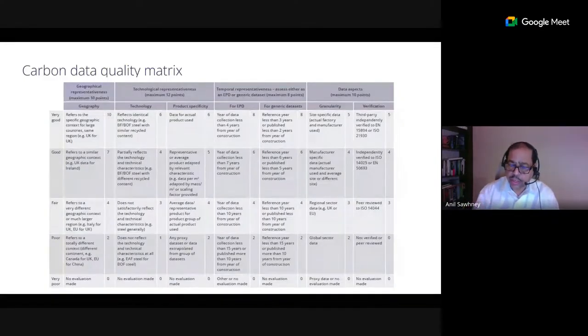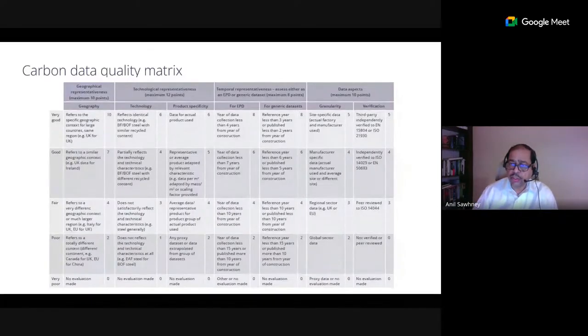So let's say you got a ready-mix concrete, you know the plant, you know the manufacturer, you know the product, meaning it is the best possible data and it represents your geography. So like I could find a ready-mix plant 10 miles from where I live. If that's the case, it gets a number 10.